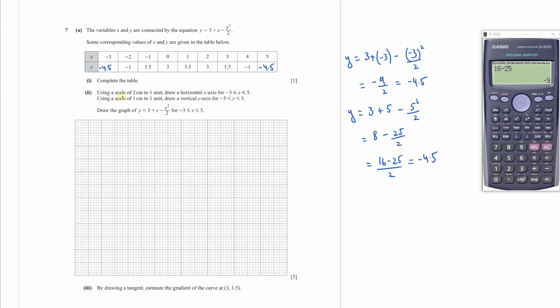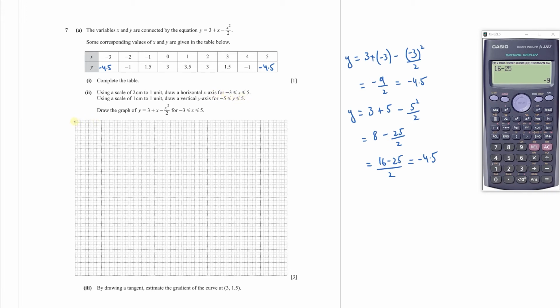Part 2 is, using a scale of 2 centimeter to 1, draw horizontal x-axis from minus 3 to 5 and scale of 1 to 1 for vertical y-axis from minus 5 to 5. And then you have to draw the graph for this equation between x equals to minus 3 and 5. So let's first mark the y-axis. For that you will need the range of x-axis. So you have to draw between minus 3 and 5.